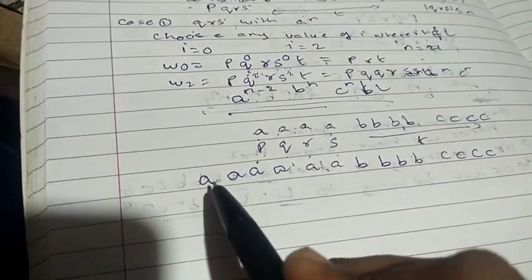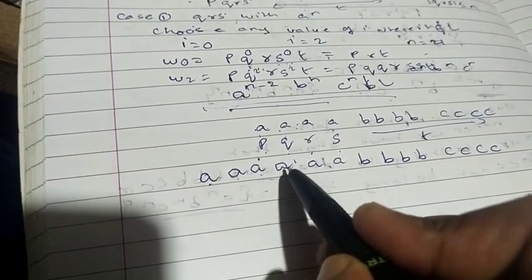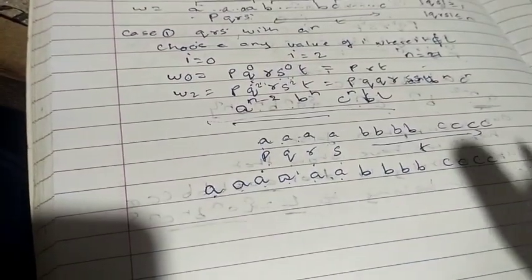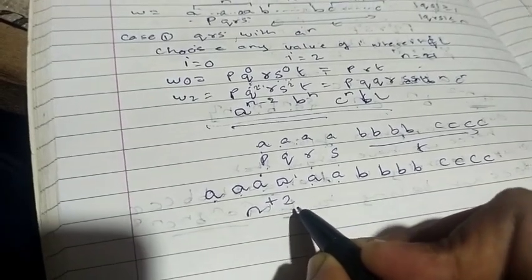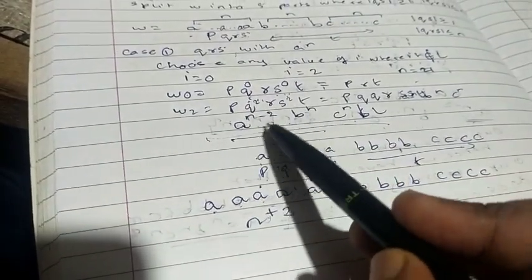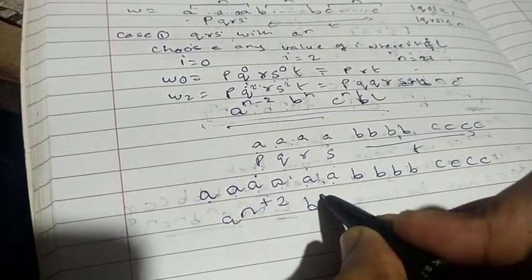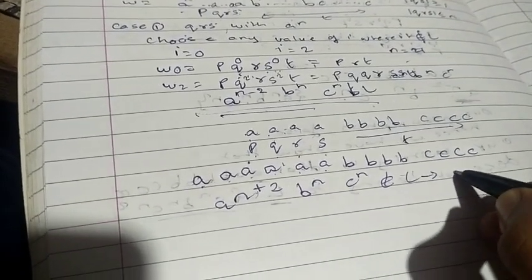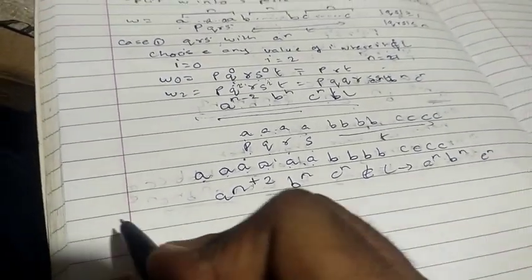So if we try to generalize it, what will it be? How many extra A's are added? So how many are there? 1, 2, 3, 4, 5, 6. 6 A's, that is we have added 2 more A's, meaning that was n minus 2, and this is n plus 2: a raised to n plus 2, b n, c n. Does it belong to L? No, because L is a raised to n, b raised to n, c raised to n. Okay, this is the first case.